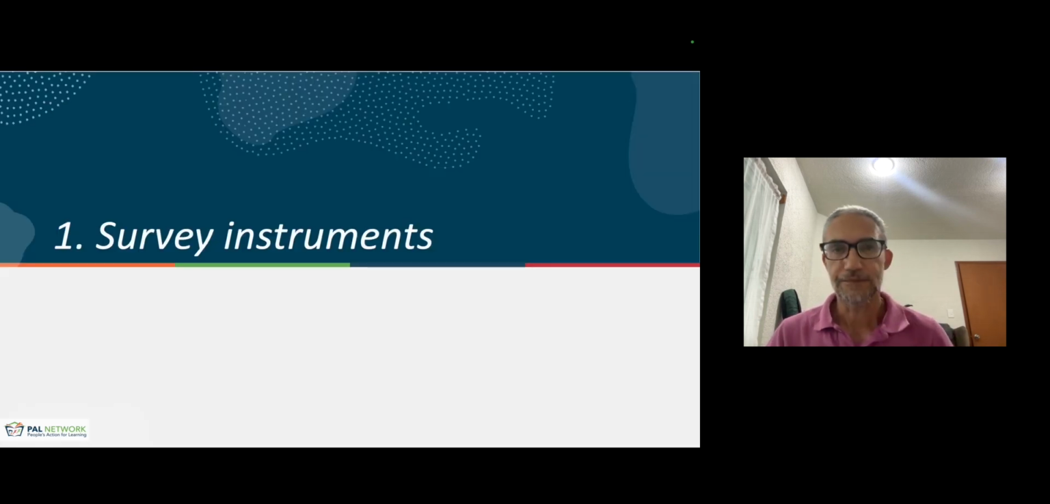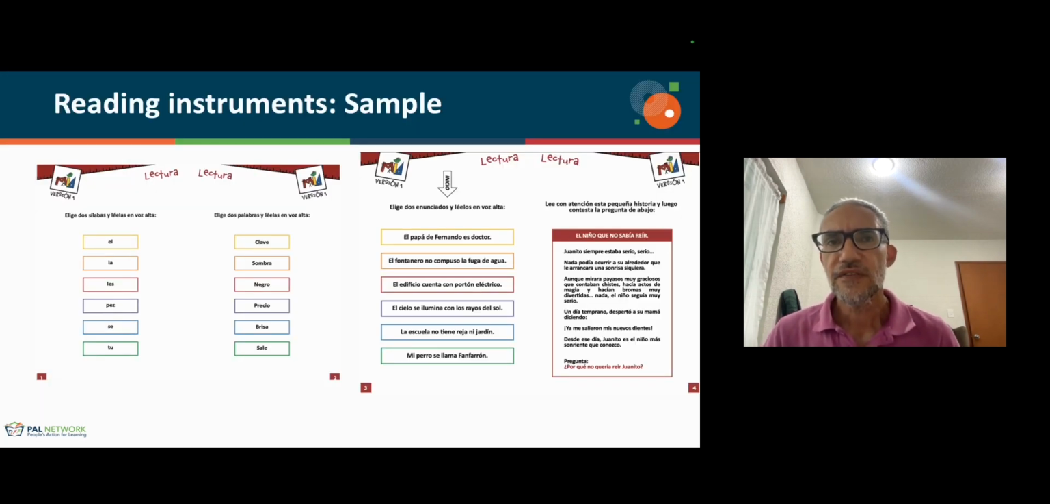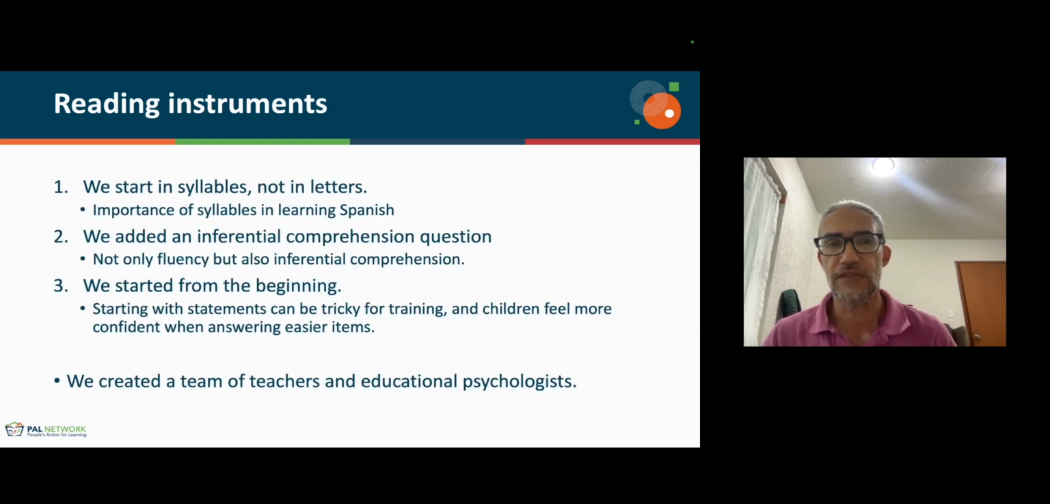The first key process is the survey instruments. This is our reading instrument. You can choose two syllables, then two words, then two statements, then a story and then a comprehension question. And as you see, we made some very important decisions.